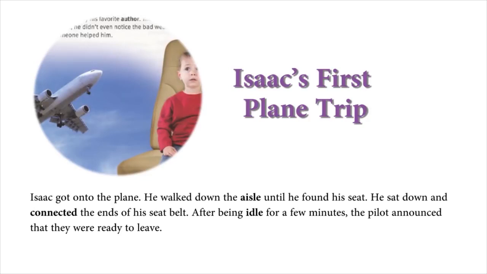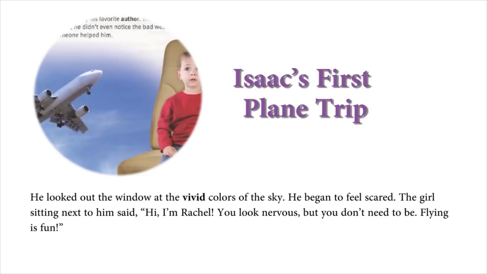He walked down the aisle until he found his seat. He sat down and connected the ends of his seatbelt. After being idle for a few minutes, the pilot announced that they were ready to leave. He looked out the window at the vivid colors of the sky. He began to feel scared.